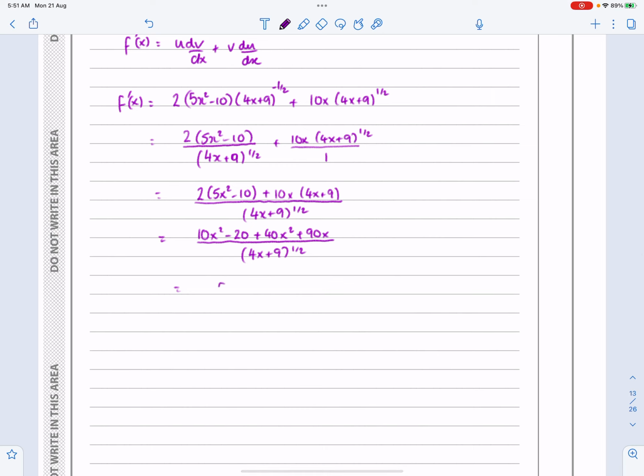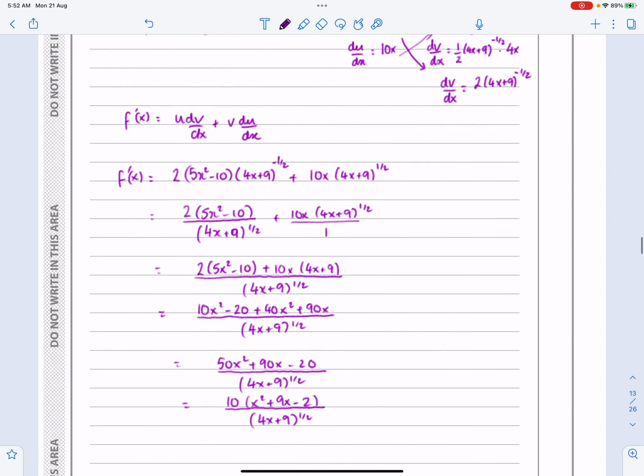What have I got? 50x squared plus 90x minus 20 all over 4x plus 9 to the half. And then I wouldn't have spotted taking the 10 out, except I've had a look at what we're trying to get the answer to. I've been a bit slow there and not looked to see that, but you should. Should be better than me. 10 times (5x squared plus 9x minus 2) over 4x plus 9 to the half there, and I think that's actually the answer, isn't it?